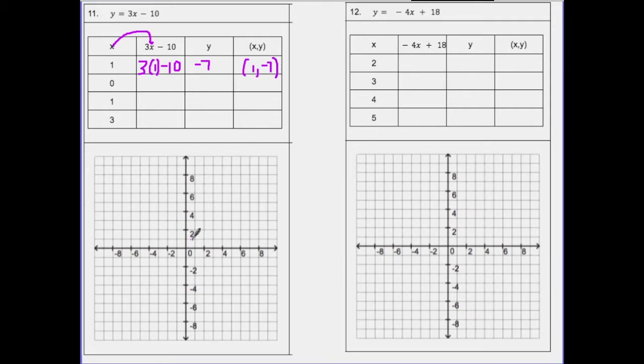We're going to go ahead and plot that. Over 1, down 7. If you need to see that again, rewind. Right 1, down 7 from the origin. You always start at the origin.